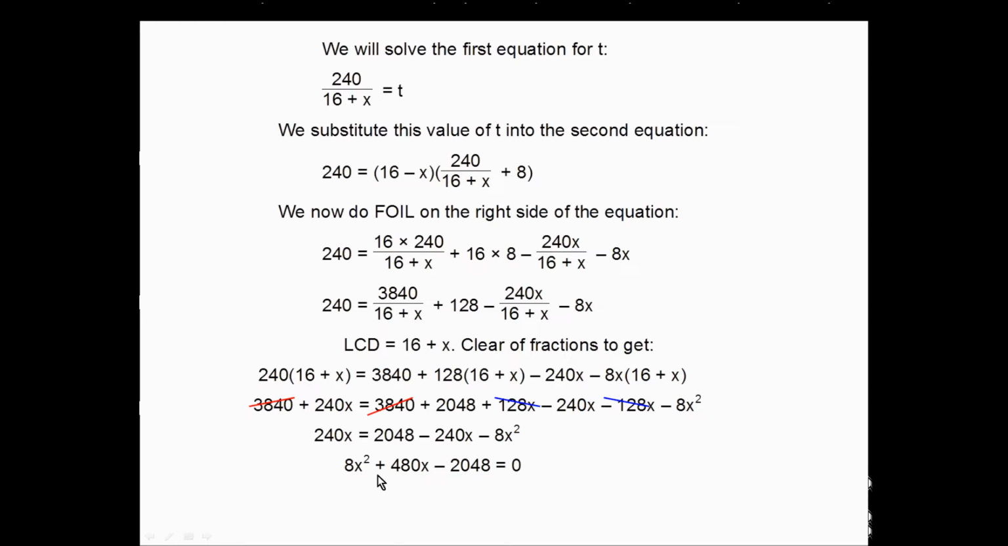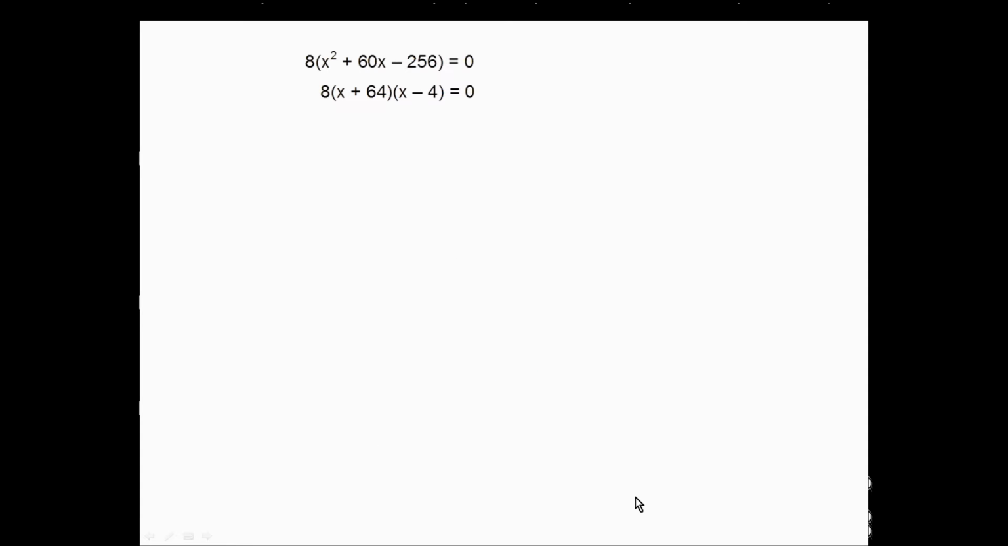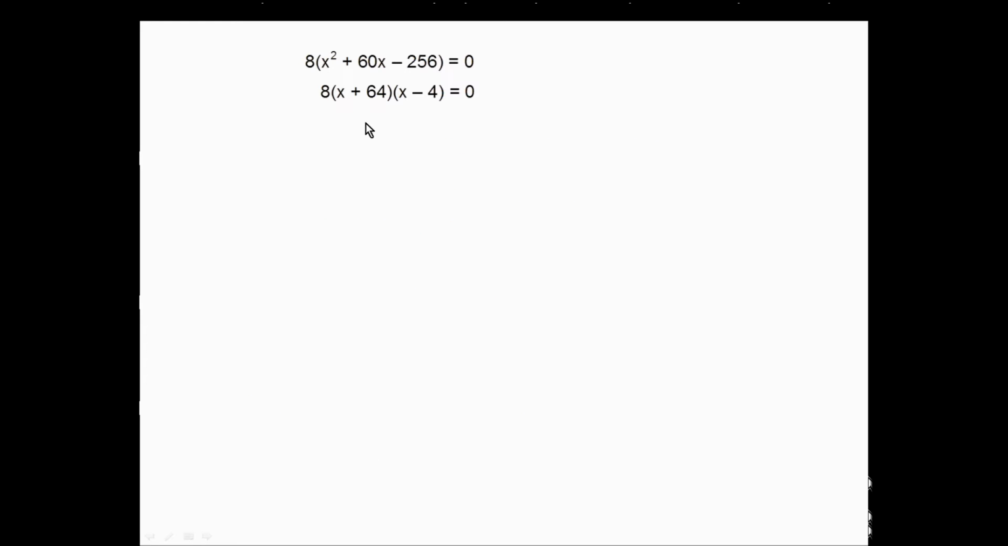All of these numbers, 8, 480, and 2,048, can be divided by 8. I'm now looking for numbers that multiply to be negative 256 and add up to be 60. It turns out it's 64 and 4. So I have 8 times x plus 64 times x minus 4. I get negative 64, 4. Negative x doesn't make sense. You can't have a negative speed. So x is 4. So the current is 4 miles per hour.